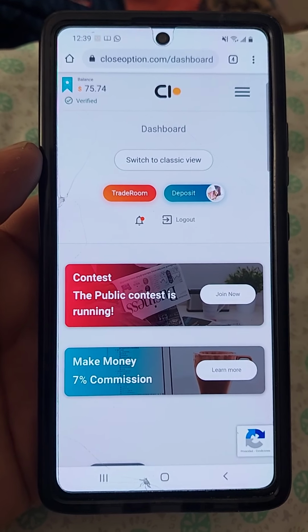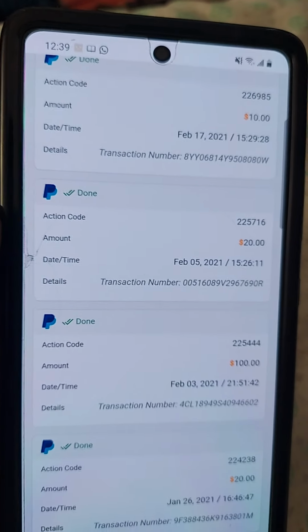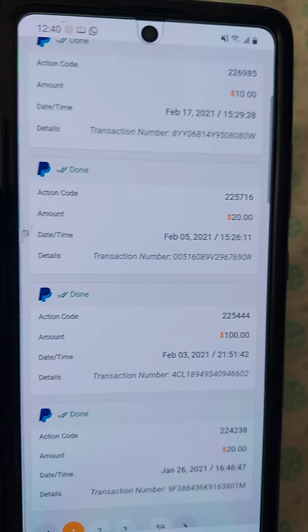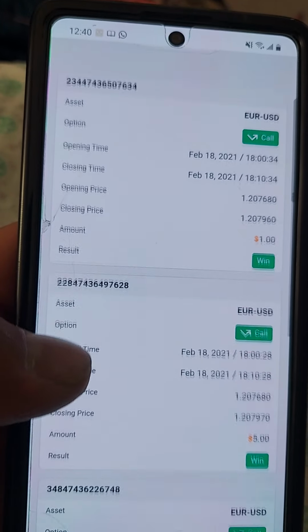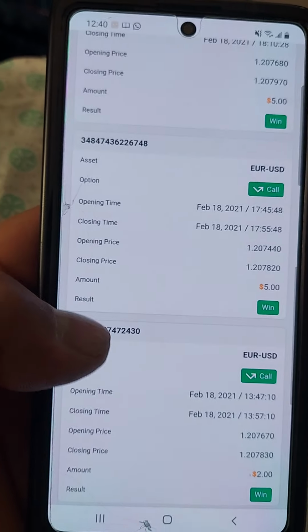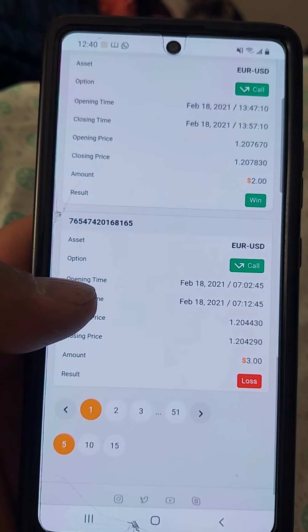But after that I've been kind of having some losses. So that's the $10 deposit out there. I deposited yesterday, and that's a real trade history. Been winning a lot. You can see from these 10 trades, I only lost one.